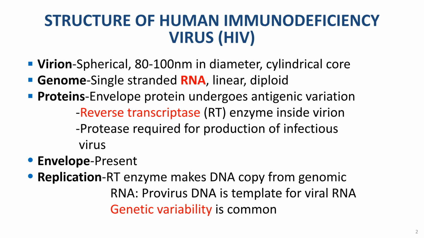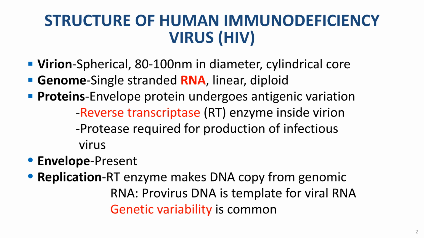HIV is a spherical virion with a distinctive cylindrical core. The genome consists of single-stranded RNA that is linear and diploid, meaning the virus carries 2 copies of its RNA genome. The envelope proteins are particularly important. They undergo antigenic variation, which means they constantly change their structure. This is one reason why developing a vaccine against HIV has been so challenging. The virus essentially keeps changing its appearance to evade the immune system.